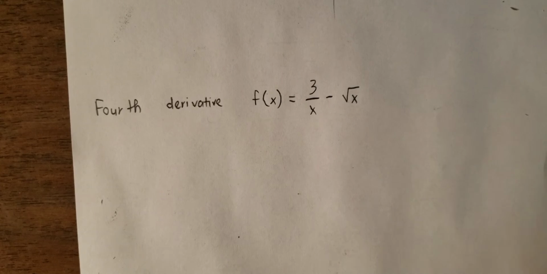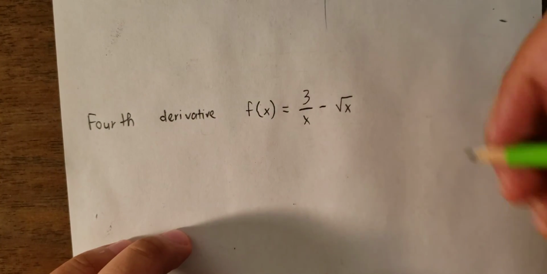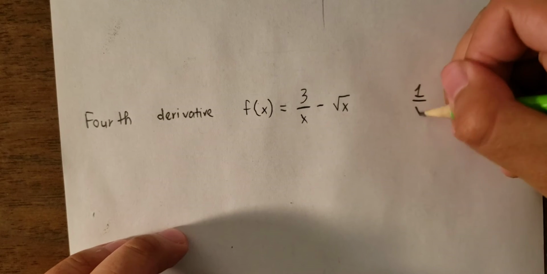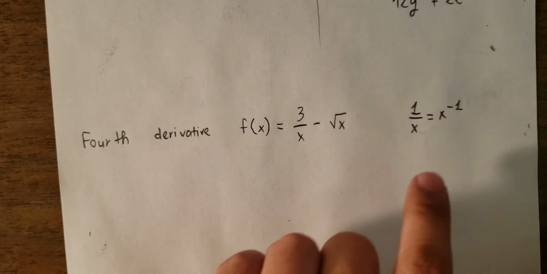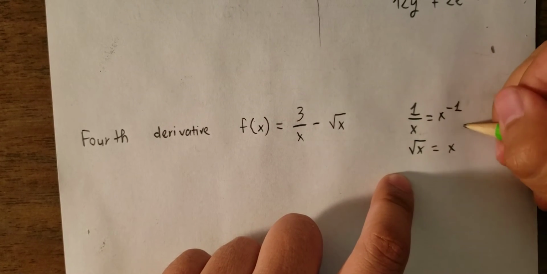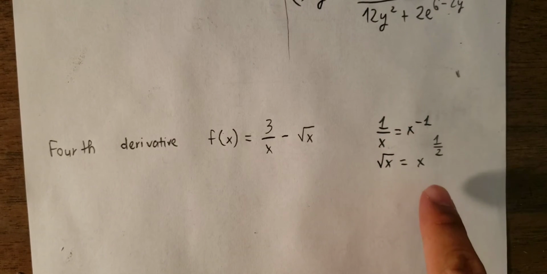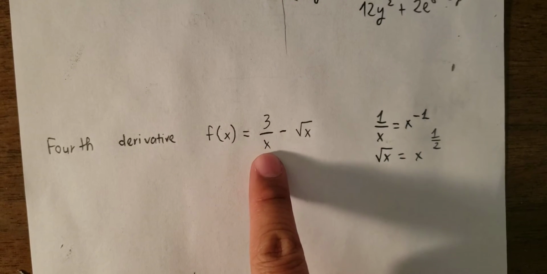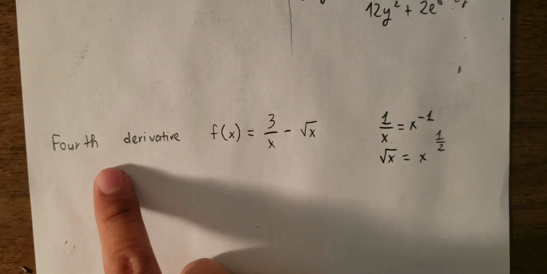The next one is the fourth derivative of this function. In this one, we have 1 over s, that will become s power minus 1. The square root of s will become s power 1 over 2. So we will transform this function like this, because we can use the power and we can do the derivative.